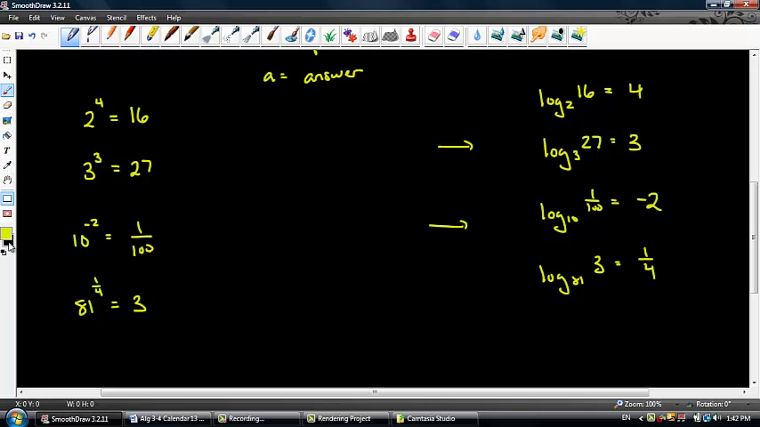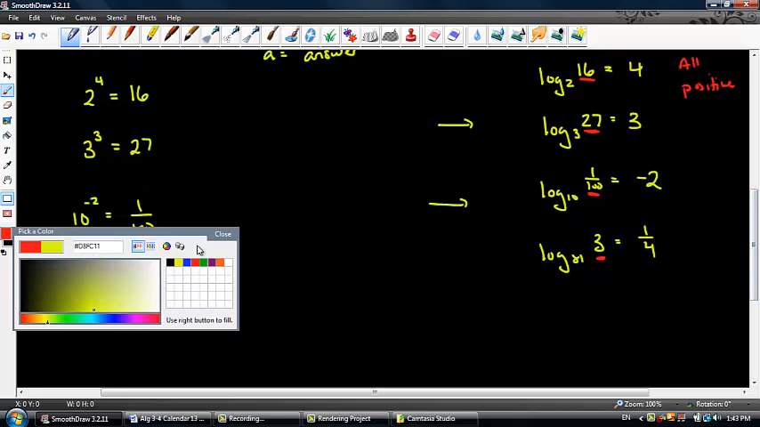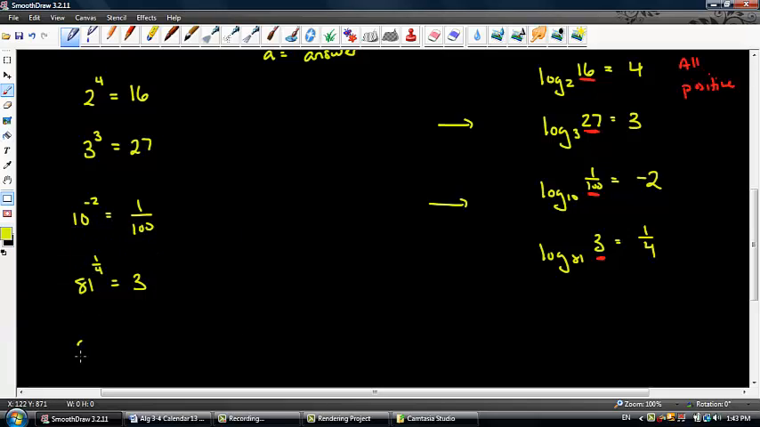Now there's something about each of these answers that I want you to keep in mind: 16, 27, 1 over 100, and 3. They're all positive. Let's think about this for a second. There's nothing that I can put into this box that will produce a negative number. If I plug in negative 5 billion, I'll get a really, really small fraction, but there's nothing I can do to make this negative or make it 0.